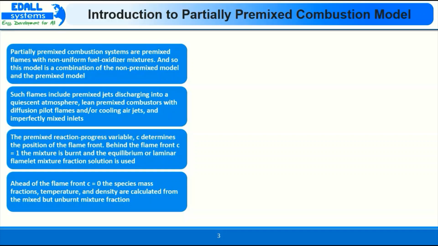That is, the reaction progress variable C is used to track the location of the flame, which we call the flame front. Before the flame front, at C equals 0, the mixture is unburnt, and the mass fraction and other variables are computed using pre-computed mixture fraction PDFs. Whereas inside the flame, a combination of the two models is used. In the burnt area, that is at C equals 1, the equilibrium mixture fraction is computed. So this way we can simulate a partially premixed system using the partially premixed combustion model offered by Ansys Fluent.